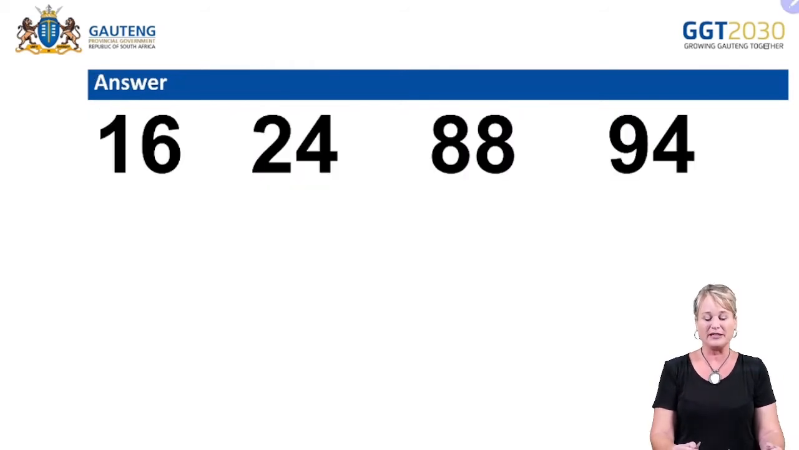Let's have a look and see if we got it right. So 16, then 24, then 88, then 94. 94 is the biggest. How many to 100? You would just have to add 6. So 94 is very big.